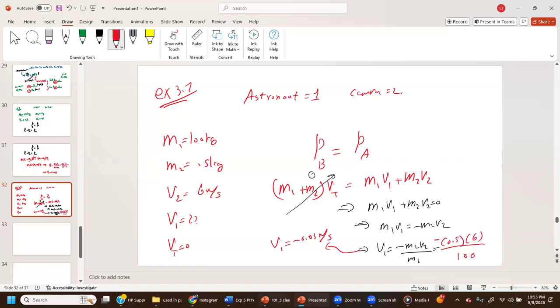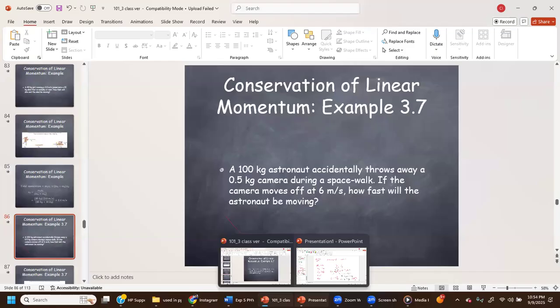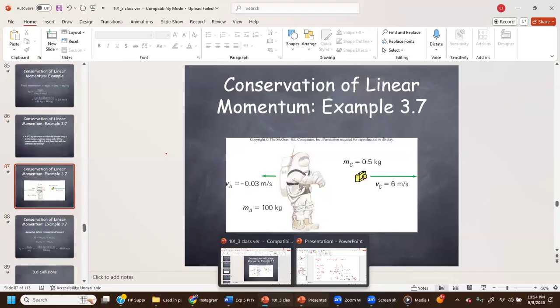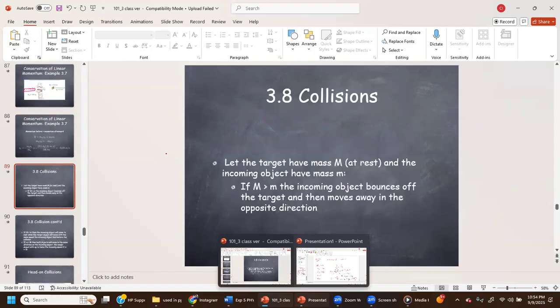And the negative still indicates the direction. That means it's going to the left side. So the astronaut is going to the left at 0.03 meters per second. Wonderful.